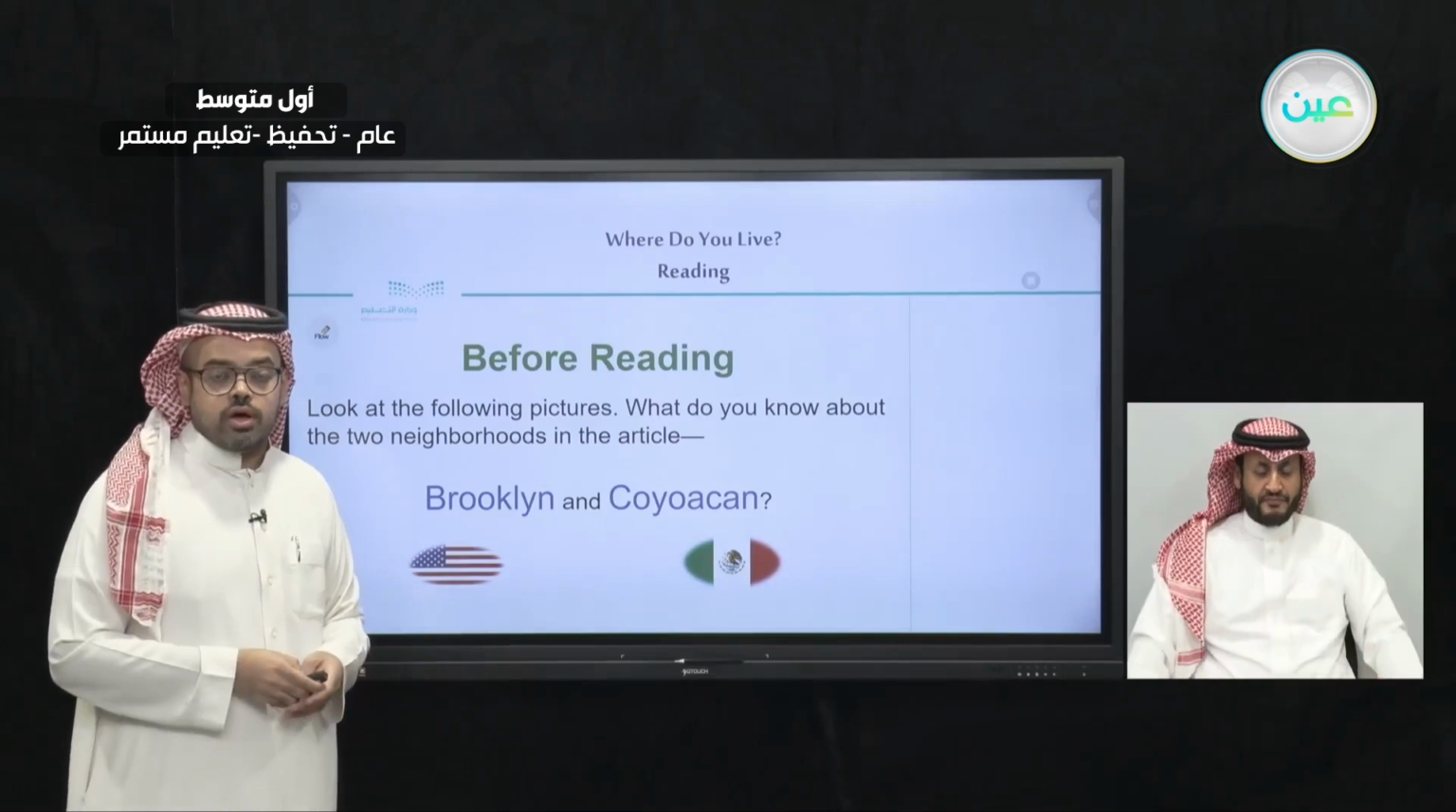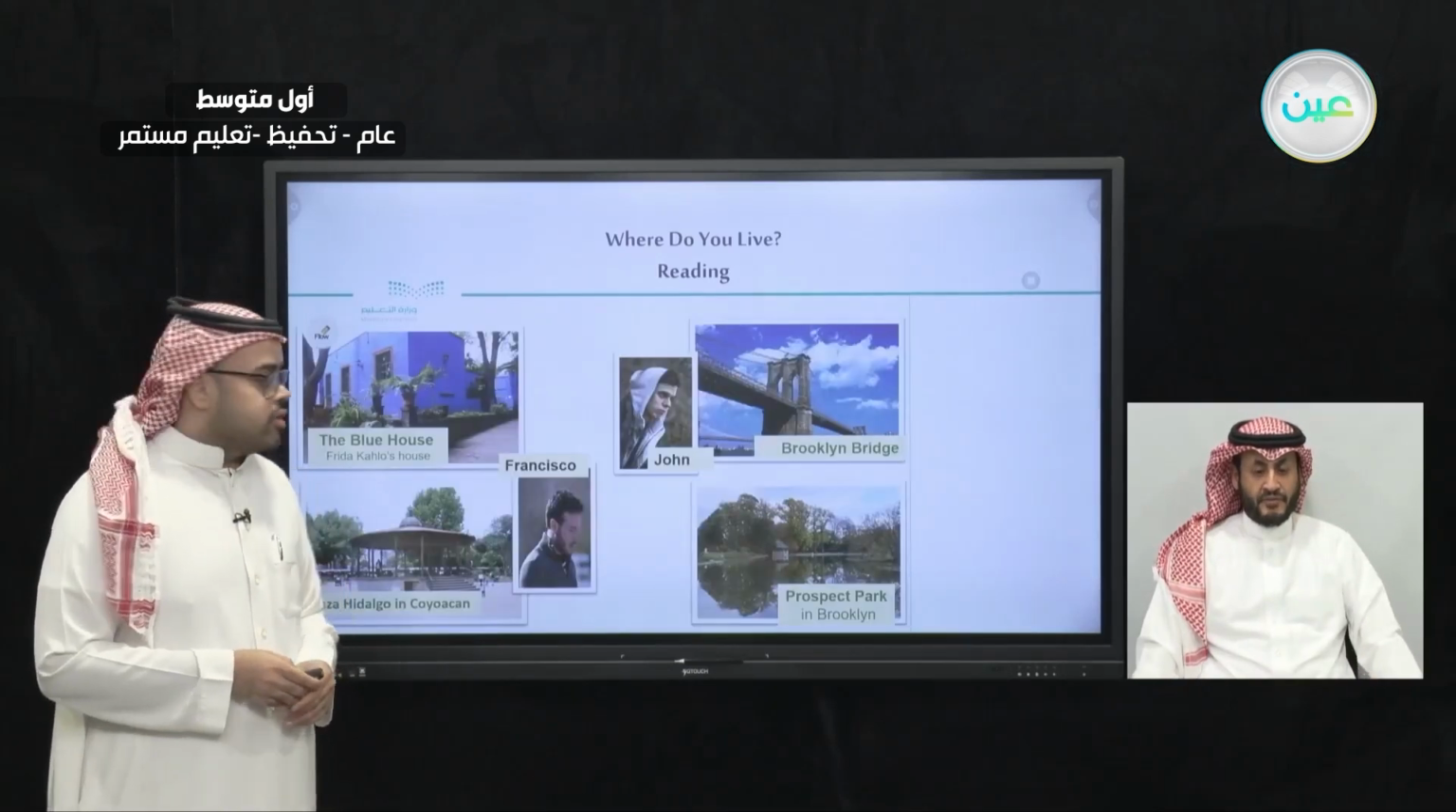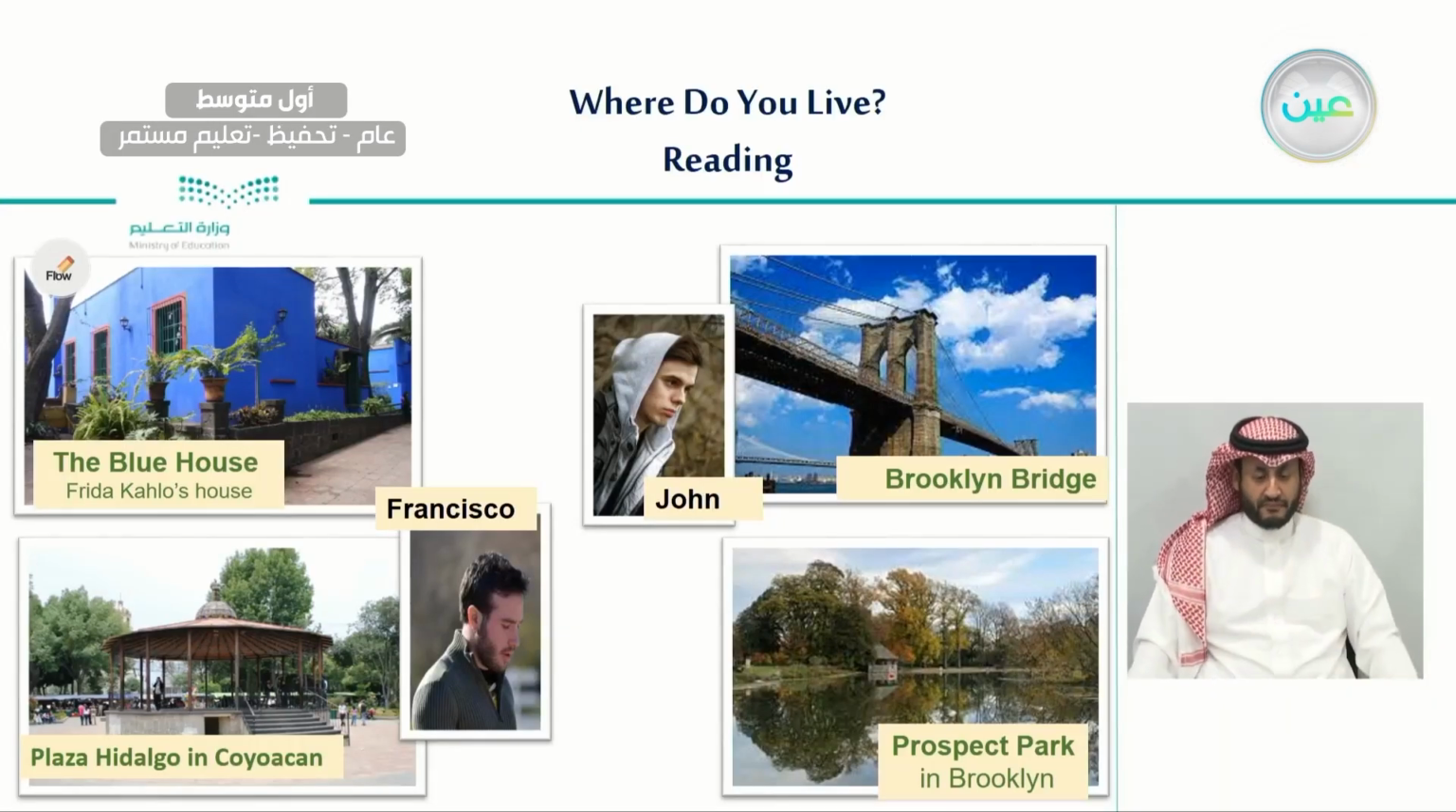But before we read an article, let's have a look at these pictures. As you can see here, we have different pictures of these two neighborhoods. For example, the first one here, we don't know what the article will talk about exactly, but let's try to have a look at the picture and try to describe them. Here, for example, this place is called the Blue House, and it is Frida Kahlo's house. We don't know who Frida is. Maybe the article will explain this. So this picture is called the Blue House.